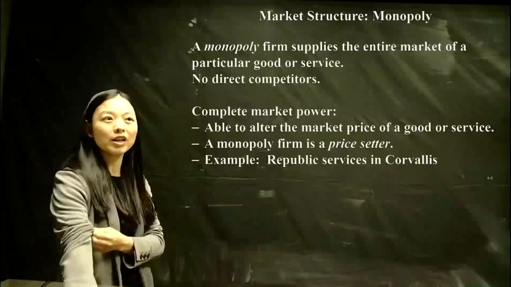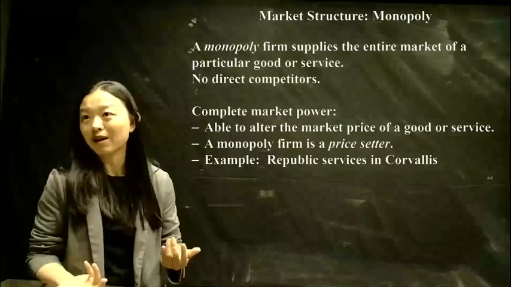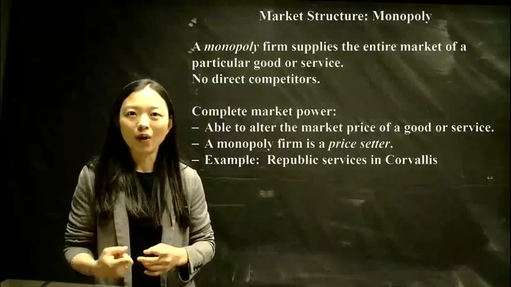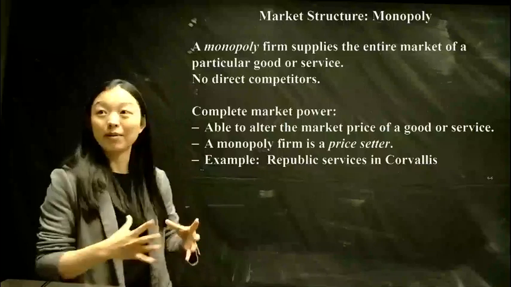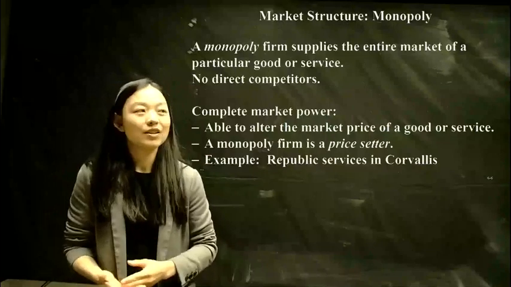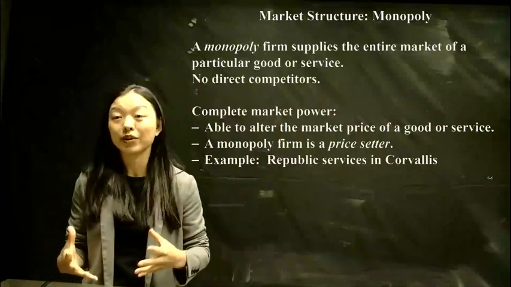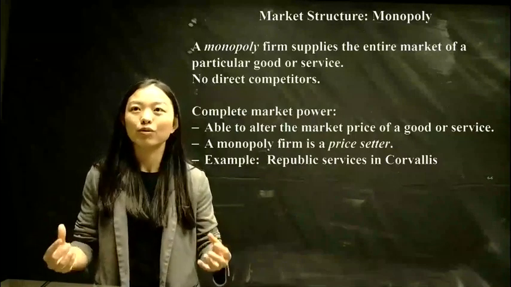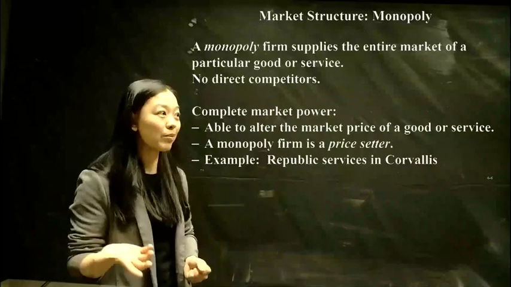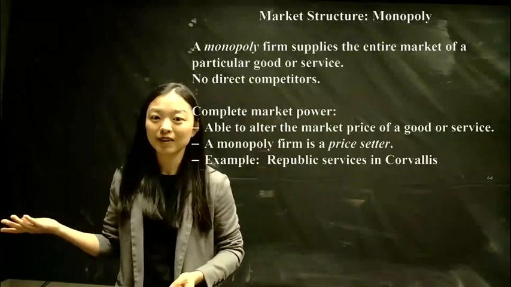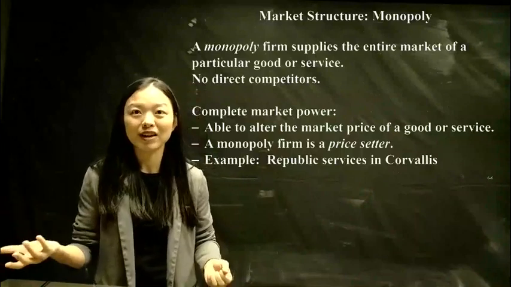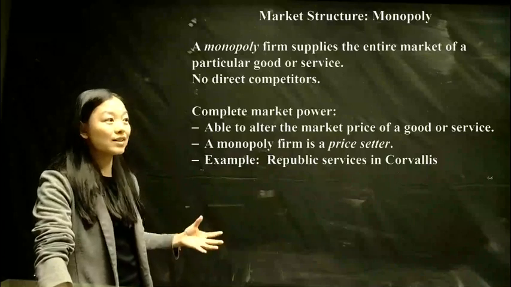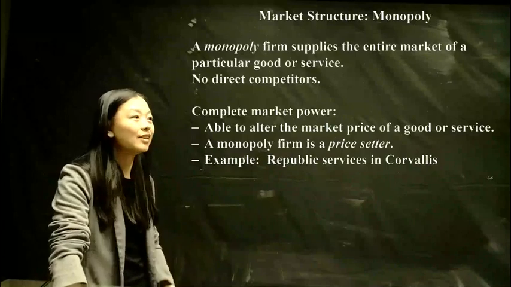The example would be if you live in Corvallis. I'm not sure about Albany, but if you live in Corvallis, we probably have only one garbage truck company, which is Republic. So Republic Services in Corvallis, we can treat as a monopoly. It has complete control of the market price. If Republic Services increases the price, the consumers can only accept it. So we would say Republic Services in Corvallis is just a price setter.